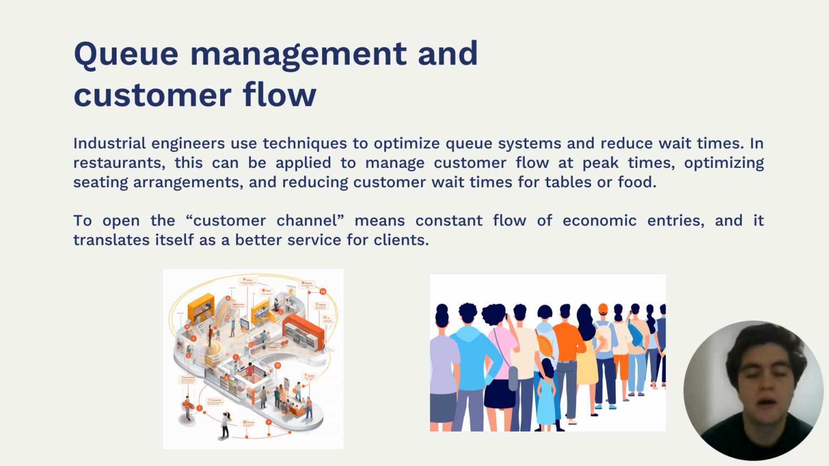Another challenge that we have for the optimization of a restaurant is queue management and customer flow. Industrial engineers use techniques to optimize queue systems and reduce wait times. In restaurants, this can be applied to manage customer flow at peak times, optimizing seating arrangements, and reducing customer wait times for tables or food.